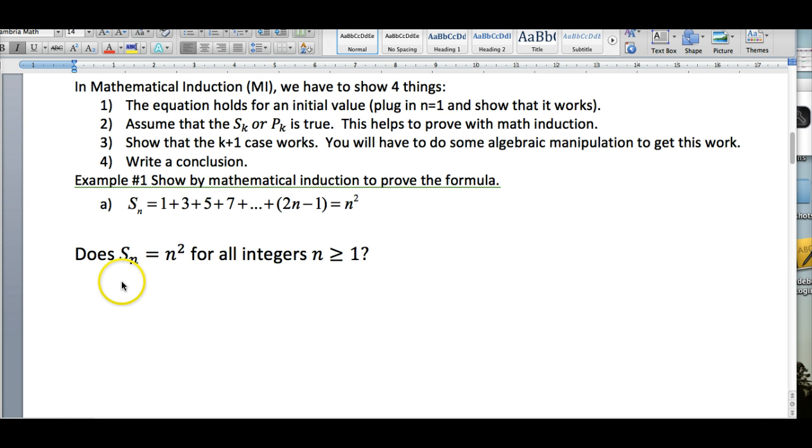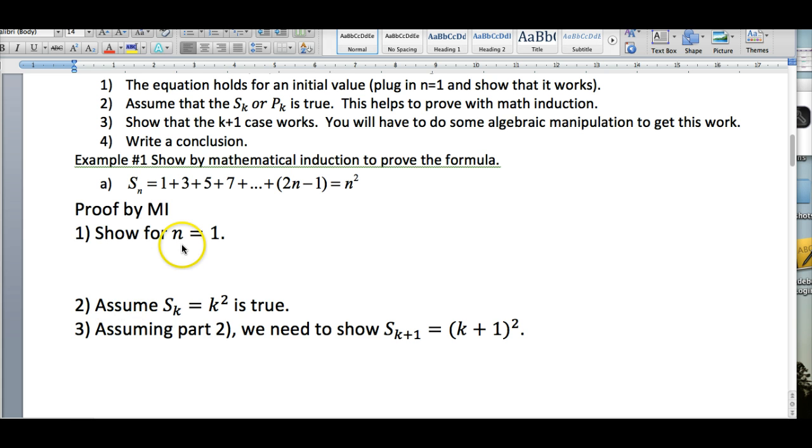So we can answer this question: does s sub n equal n squared for all integers n greater than or equal to 1? So the first step is show that this works for n equal to 1. You could show it works for n equal to 2 or n equal to 15, but you have to lock it in someplace, and then subsequently after that point, that's what we're trying to prove, that it works for all those other values.